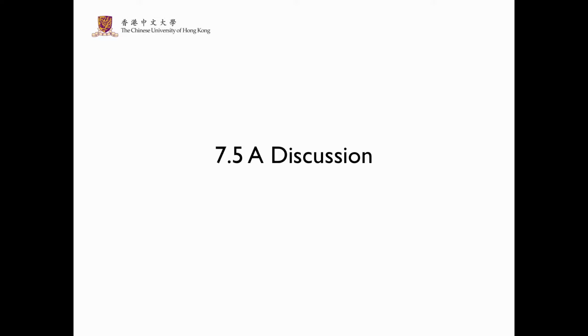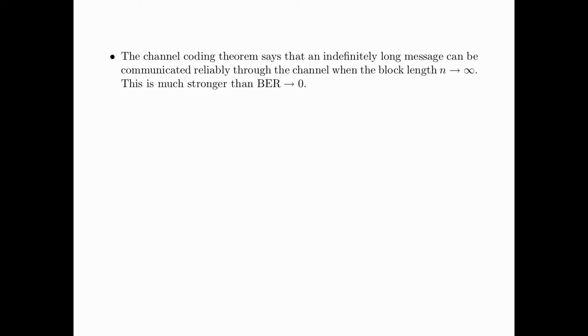In section 7.5, we discussed the implications of the channel coding theorem. The channel coding theorem says that an indefinitely long message can be communicated reliably through the channel when the block length n tends to infinity. This is much stronger than the requirement that the bit error rate tends to 0, because for a long block length, even though the bit error rate can be very small, the probability of error of the whole message can be very large.